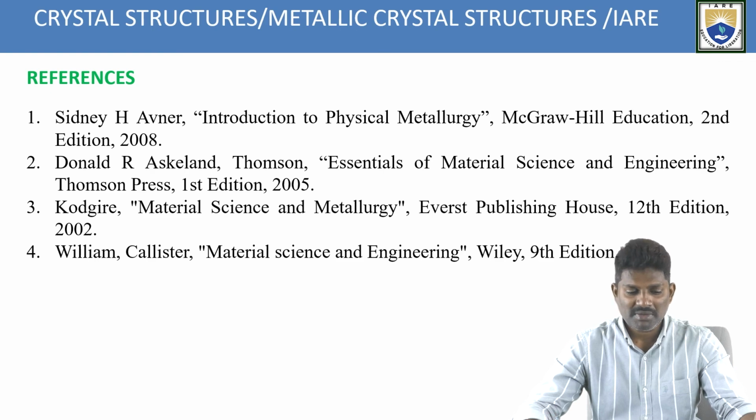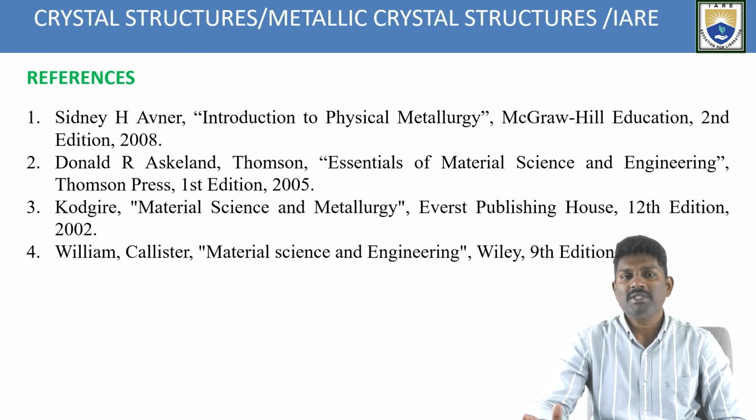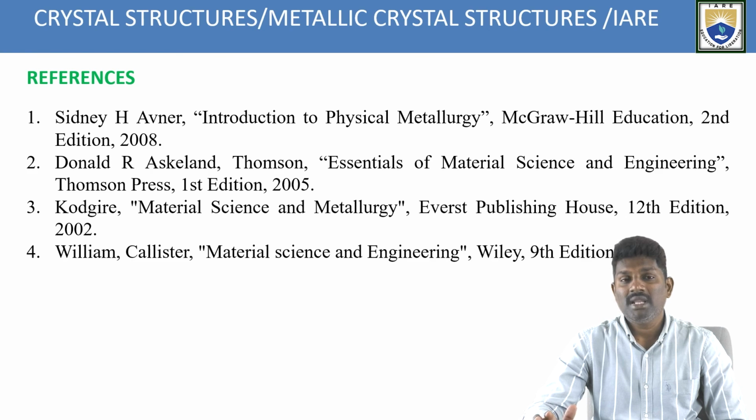the directions. So these are some of the reference books where you can find the information about all these topics we have discussed. First one is Introduction to Physical Metallurgy by Sidney Avner. The second one is Essentials of Materials Science and Engineering by Donald Askeland. The third one is Material Science and Metallurgy by Kodgire. And the fourth one is Materials Science and Engineering by William Callister. So these are some of the reference books where you can get detailed notes on how to identify the directions, planes, and points in any given crystallographic unit cell.